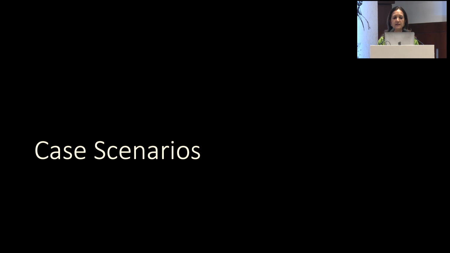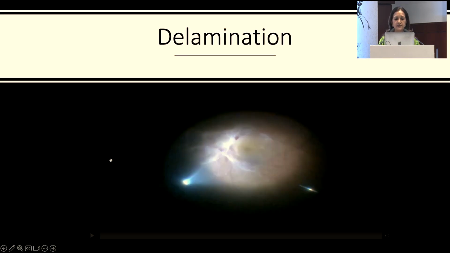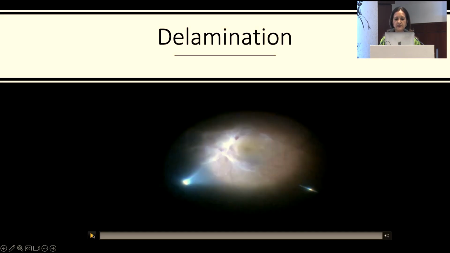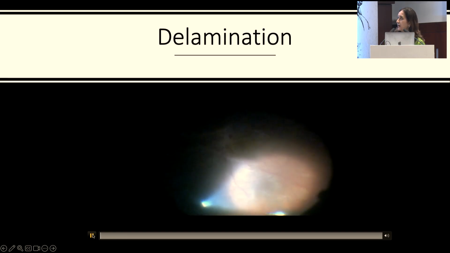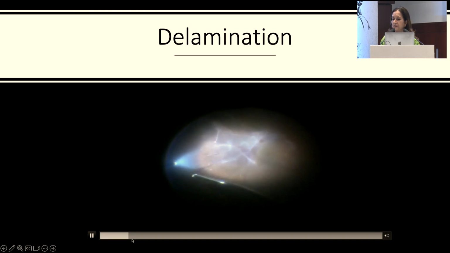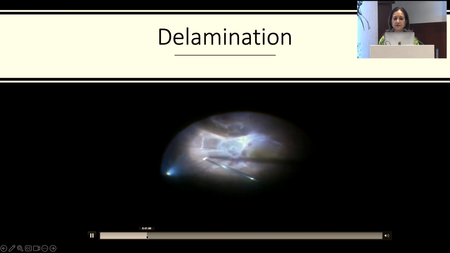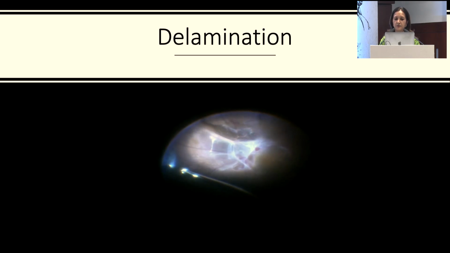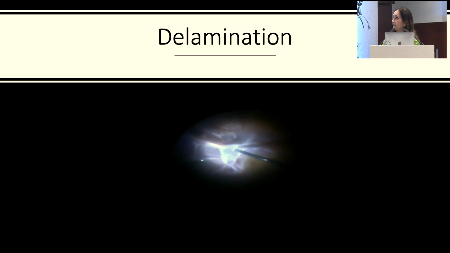So with that said, I'll take you to a few case scenarios, and since the time is less, I will probably not play the whole video. I will just play the important salient features. So you can see here, the principles are that you go in, do a good vitrectomy all around, enter the cone somewhere, and then you make sure that you have cut the peripheral attachments.